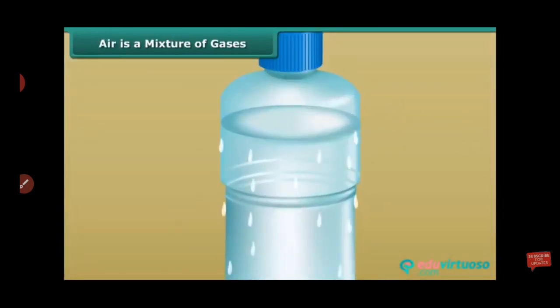Take a water bottle from the refrigerator and keep it out. You could find some water droplets. How does it happen? The air which surrounds the water bottle gets cooled and forms water droplets. So this indicates air has water vapor.